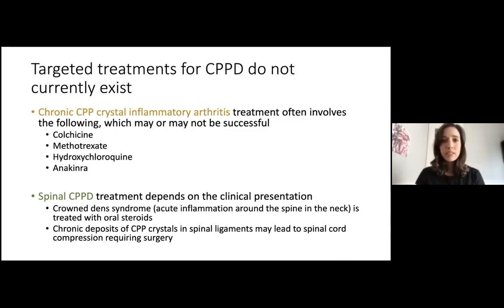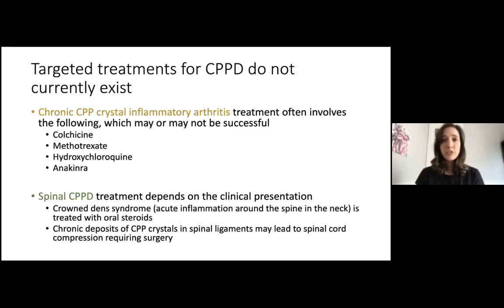Patients with chronic CPP crystal inflammatory arthritis are treated similarly to patients with other types of inflammatory arthritis, but these treatments may or may not be successful in CPP inflammatory arthritis with the chronic manifestations. So we may try colchicine, methotrexate, hydroxychloroquine, or anakinra.